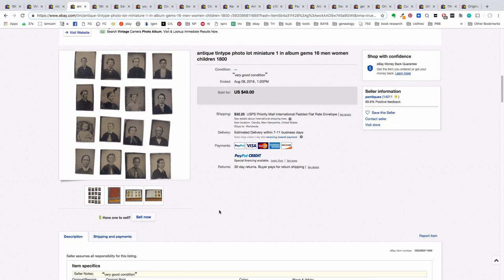You can also sell tintypes in lots, not in an album. Actually, this one has an album, but they've taken the tintypes out for some reason. But you can sell them without an album as well. This is 16 photos sold for $49. And again, these are pretty typical. They're all portraits.